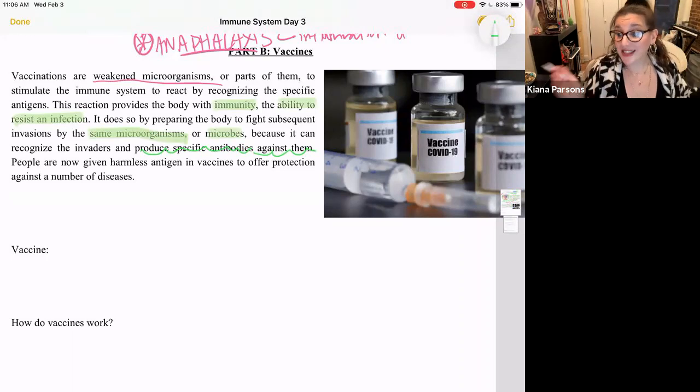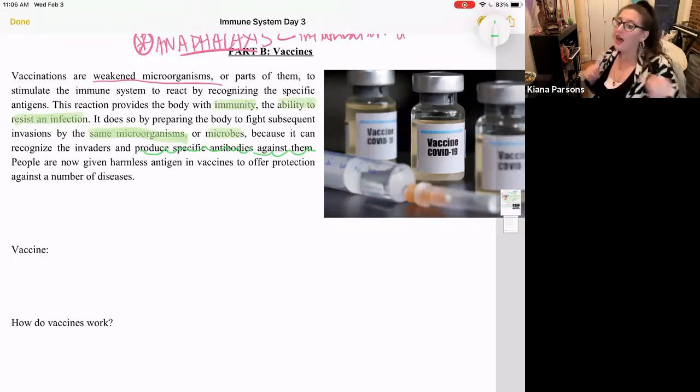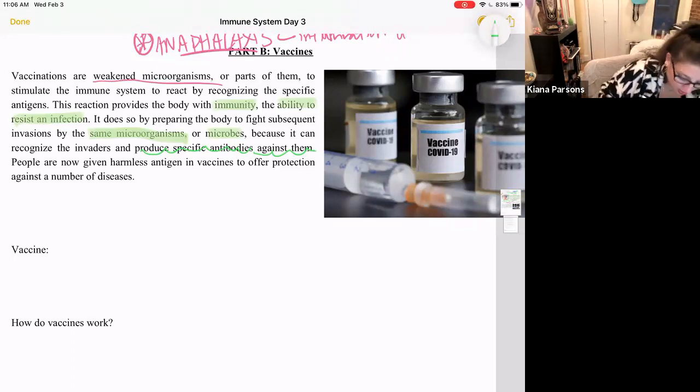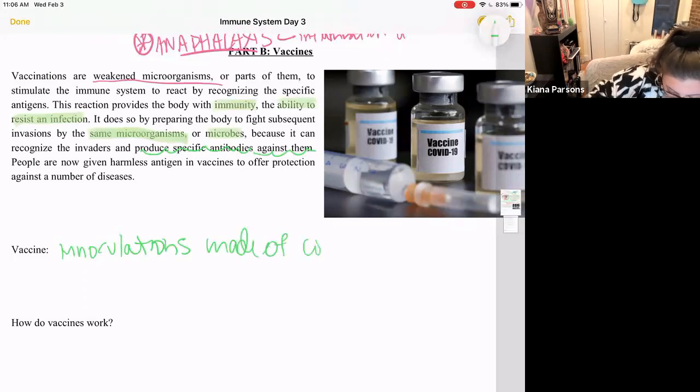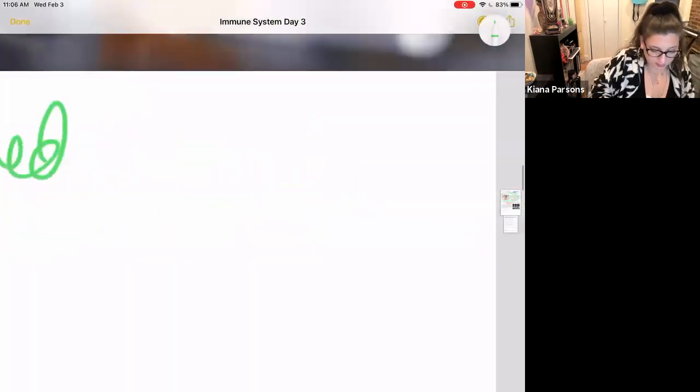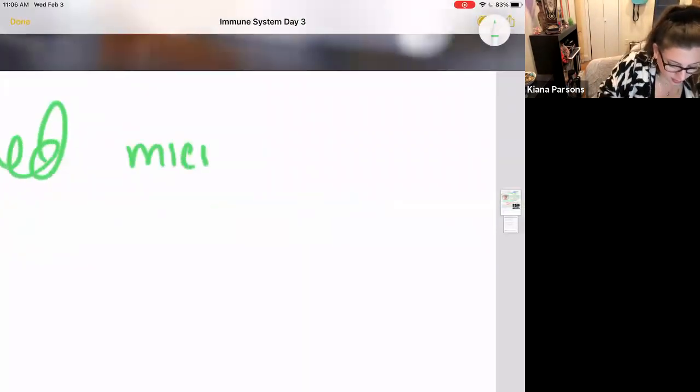So there's a vaccine for COVID-19 now, we know. There are vaccines for measles, mumps, rubella, polio, right? These are vaccines that you probably got as a child or before starting school. And vaccines are inoculations made of weakened microorganisms.